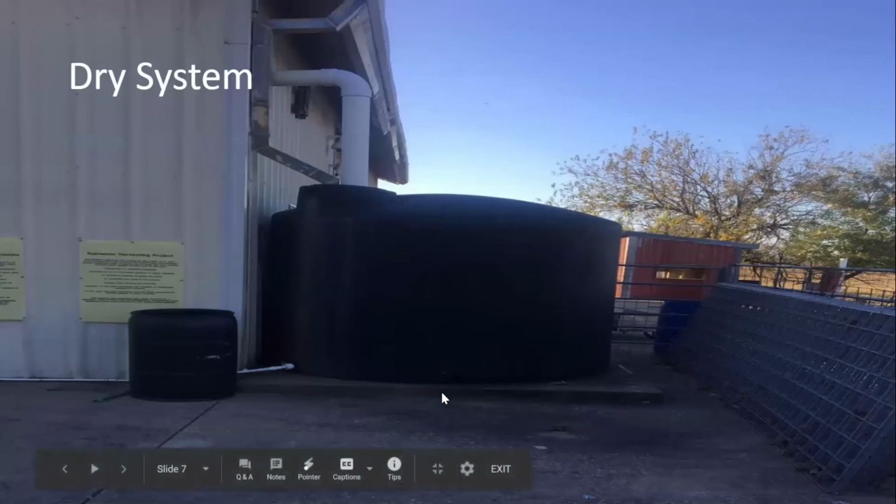This is a picture of our dry system. This is a 2,500 gallon cistern that collects the rainwater that falls on our barn out there. We use a 40 by 60 foot area, and at the end of the year, it will have collected 61,000 gallons of water.